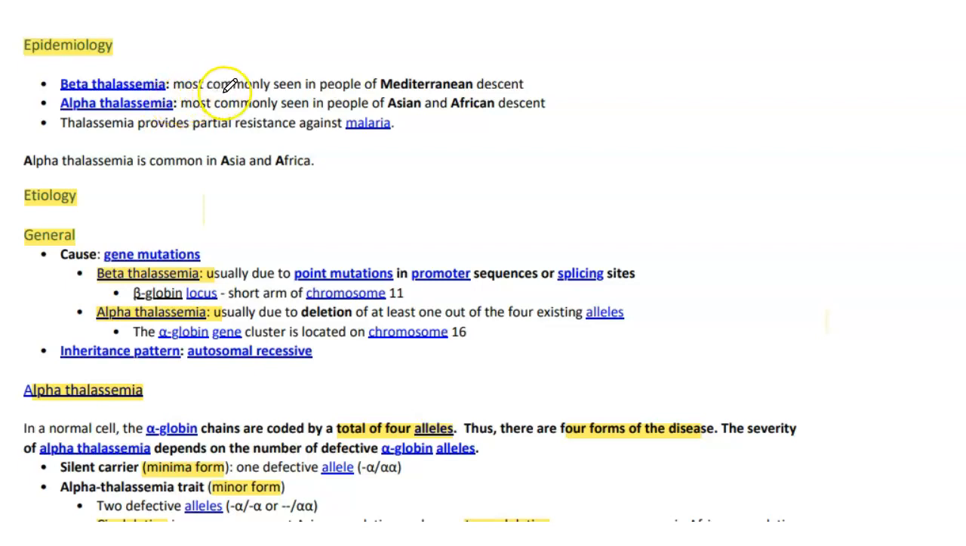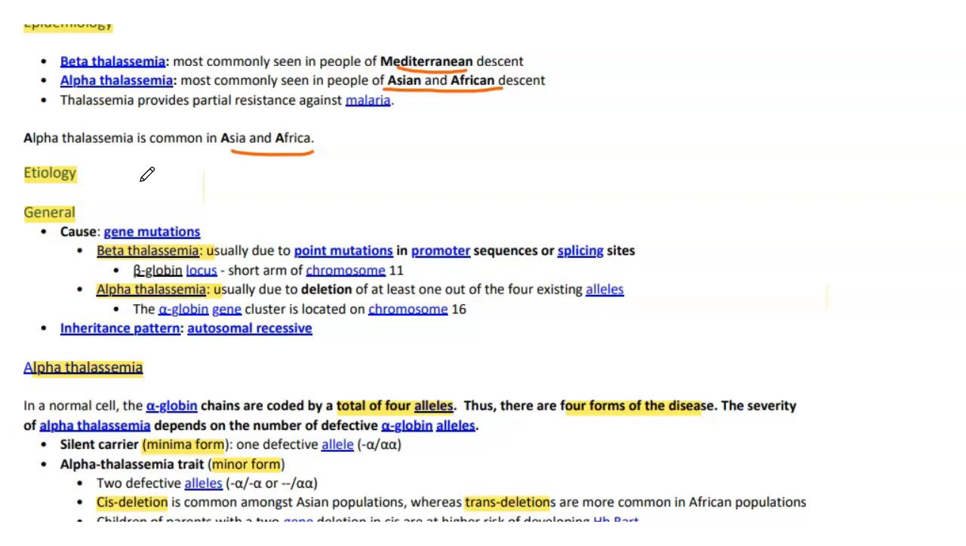Then epidemiology. So beta thalassemia is most commonly seen in Mediterranean descent, while alpha thalassemia is most commonly seen in Asian and African descent. Alpha thalassemia is more common in Asia and Africa. So Alpha, Asia and Africa. You can remember it by this.